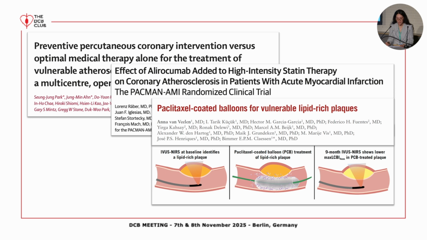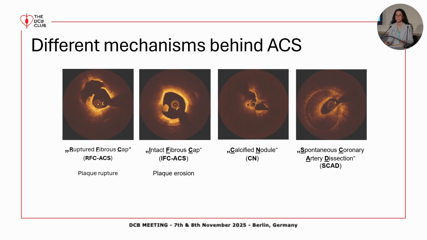And finally, for this audience, we have heard it already, we have the concept of DCBs, like in the DEBUT LRP trial, where lipid-rich plaques are treated locally without leaving a stent behind. Before we talk about our own data at Charité, I'd like to show you the different pathophysiology of ACS.